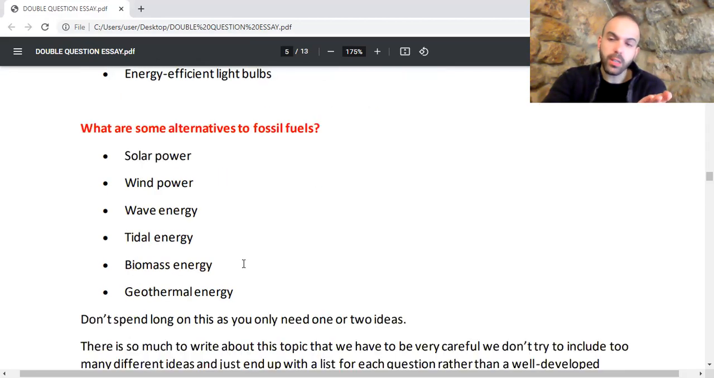Now, for the second question, what are some alternatives to fossil fuels? I can talk about solar power, wind power, wave energy, tidal energy. As you can see, all of these are natural forces, by the way, because solar is the sun, the wind, the wave, which is the sea, tidal energy, which is the ocean. So all of these are natural forces, and I can mention all of these in one sentence. See what I'm talking about? And then we have biomass energy and geothermal energy, and not everyone knows about these specific ideas, okay?